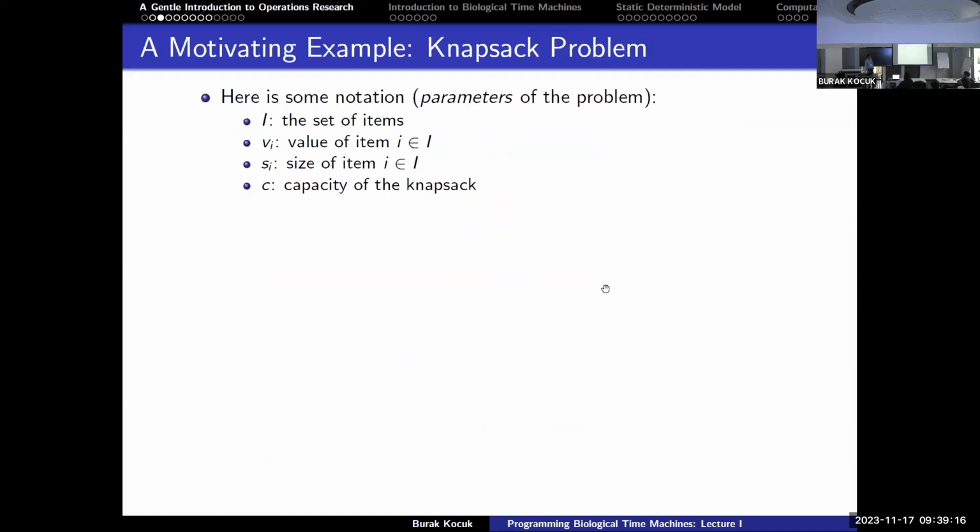Right. And here is a more mathematical description of the problem. Suppose that I have the set I, which represents the set of items, and I have a value for each item, a size for each item, and the capacity of the knapsack. So this is what we call parameters. A parameter means that it is given to me. I'm not allowed to change it.